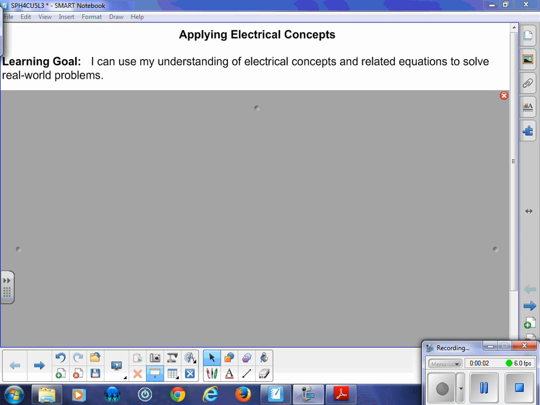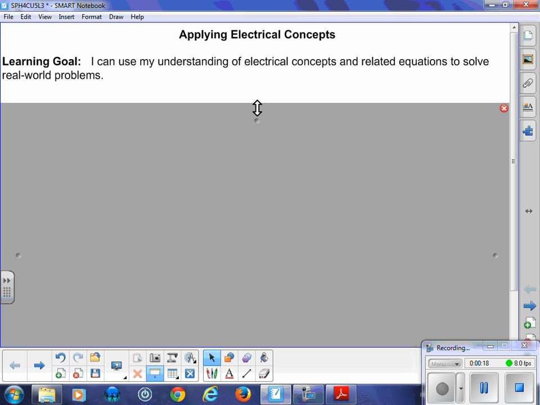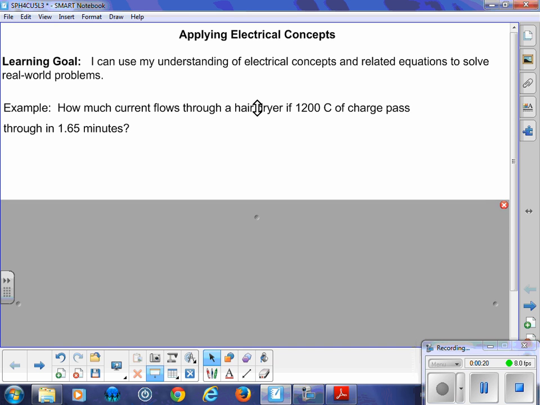Hello and welcome to the third lesson in the electricity unit. Today we're talking about applying electrical concepts. So our learning goal today, I want you to be able to use your understanding of electrical concepts and related equations to solve some real-world problems. And like I said, it's the start of the electricity unit. We're doing some of the more basic stuff, so it's just warming you up and getting you going.